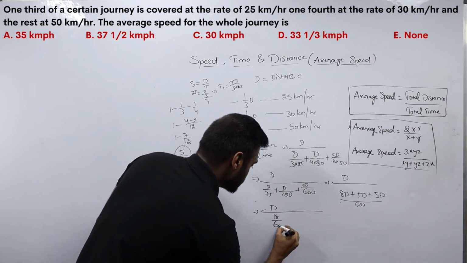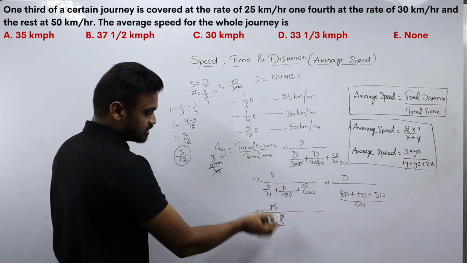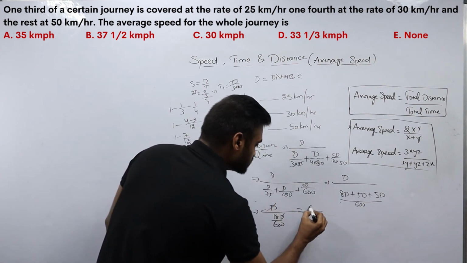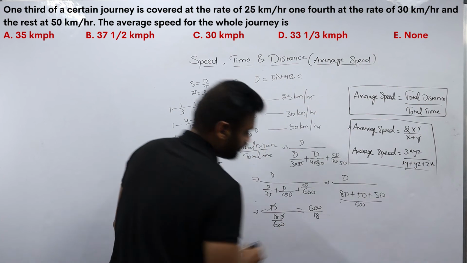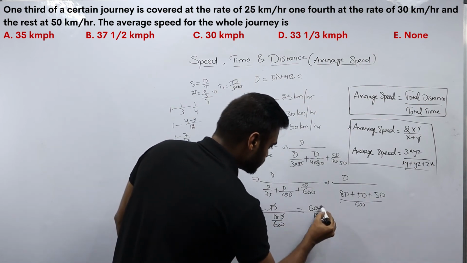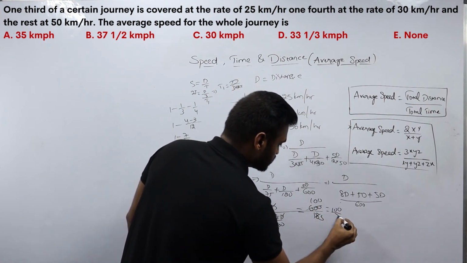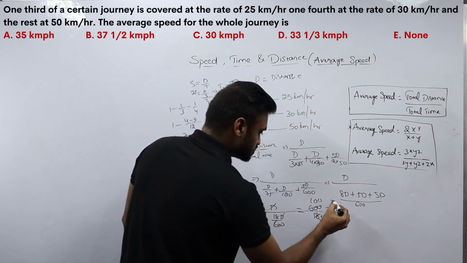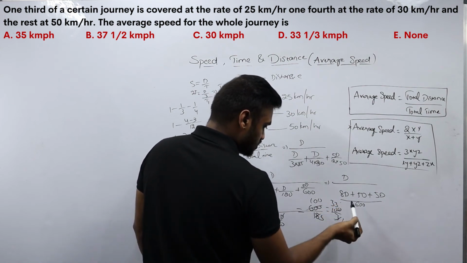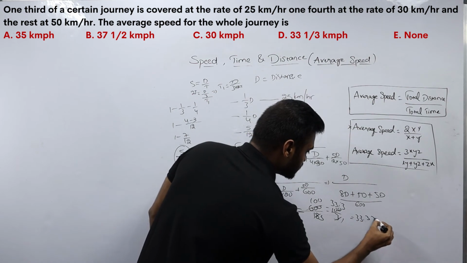So the d and d will cancel and I will get 600 by 18. 6 threes are 18, and 6 into 100 is 600, so we get 100 by 3, which is 33.33 km per hour.